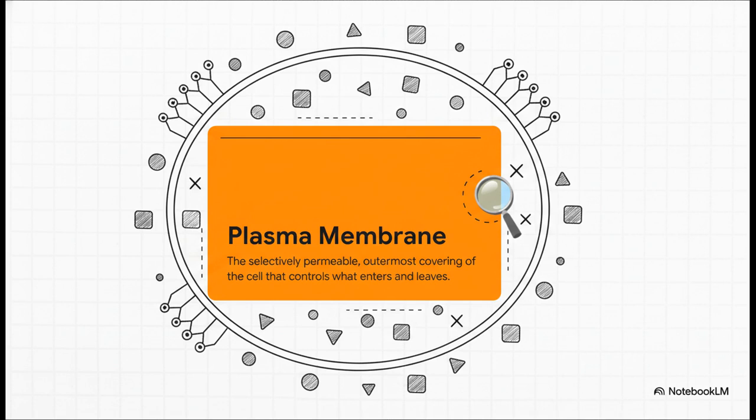Every cell is enclosed by a very thin, delicate outer boundary called the plasma membrane, or the cell membrane. Now, this is not just a simple covering. It acts like a security guard. It checks everything that tries to enter or leave the cell. This property is called being selectively permeable. It selects what is permitted to pass through. This is a key term, so make sure you know it.